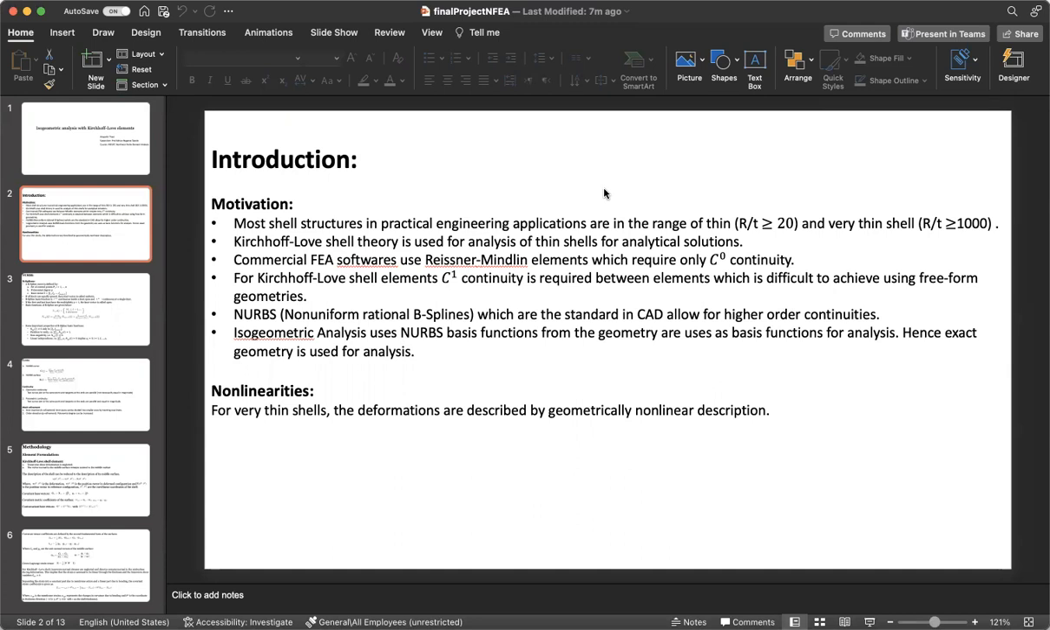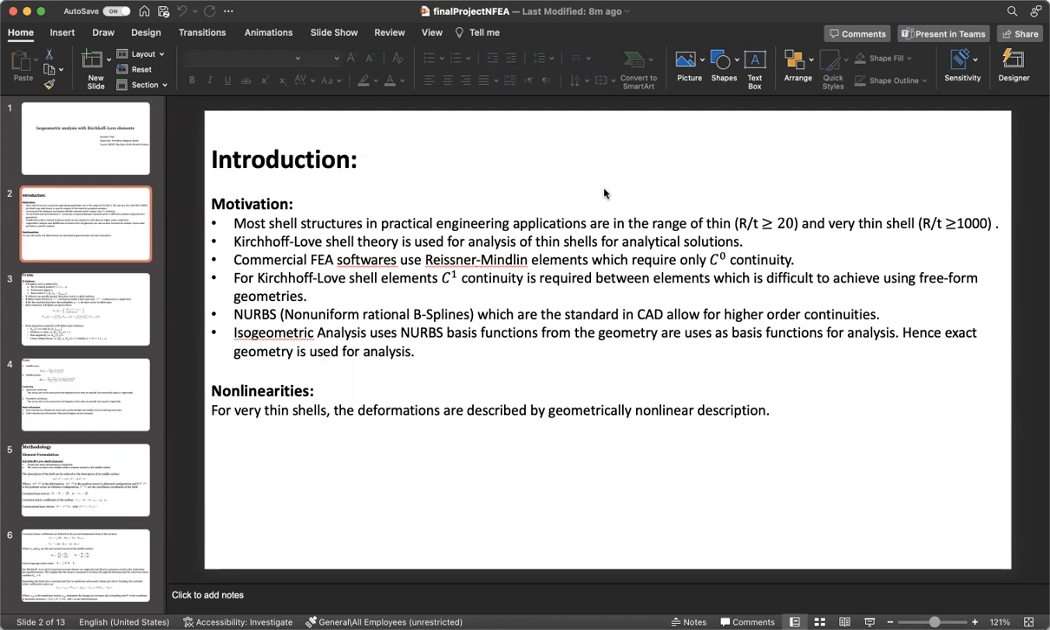We use Kirchhoff-Love shell theory for analysis of these thin and very thin shells to get analytical solutions. But most of the commercial software avoids using Kirchhoff-Love shell elements since they require C1 continuity between elements. Instead, they use Reissner-Mindlin elements, which require only C0 continuity between elements. Hence, it is difficult to use Kirchhoff-Love shell elements in regular finite element analysis.